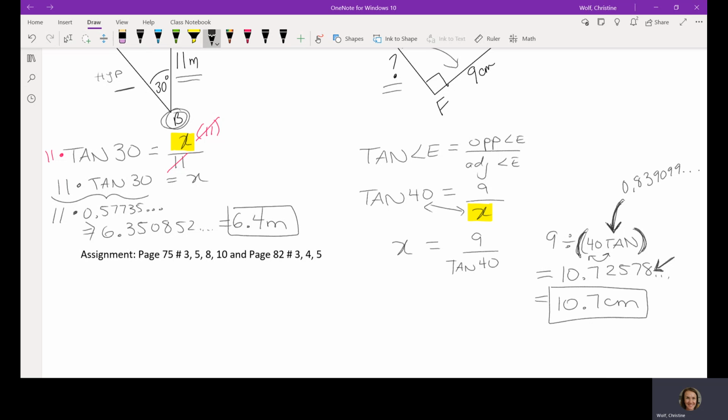So again, I know calculators can be complicated. So if you want to send me a picture of yours because you really can't figure it out, do so and I'll help you. Otherwise, I'll just help you in class when I see you next.